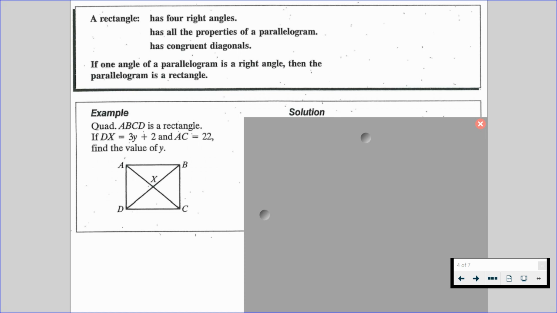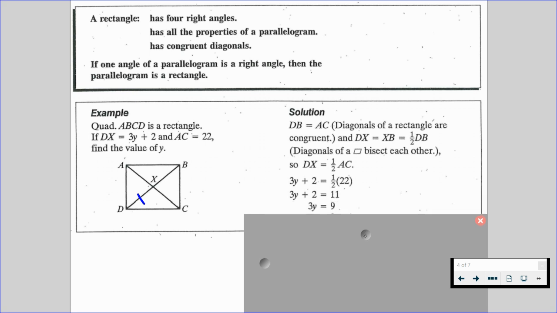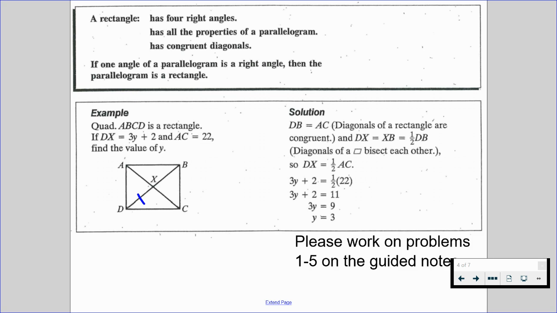Well, DX is this piece right here. It starts at a vertex and intersects the other diagonal at point X, and AC is equal to 22. We know that diagonals of a rectangle are congruent, so DX should be half of AC, since DX is half of one diagonal and AC is the other diagonal. So as we substitute in, we have 3y plus 2 is equal to half of 22. And as we solve using algebra, we find that y is equal to 3. With this in mind, please work on problems 1 through 5 on the guided notes and resume when you're ready to move forward.